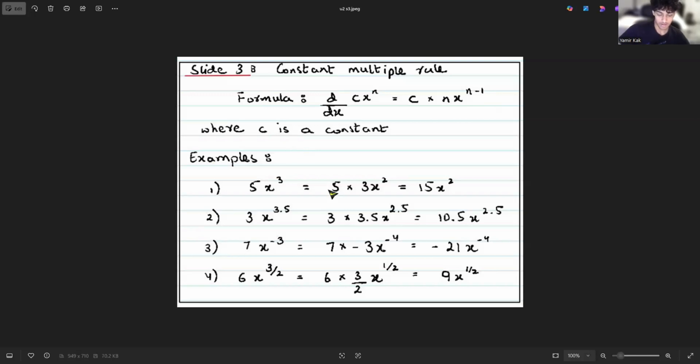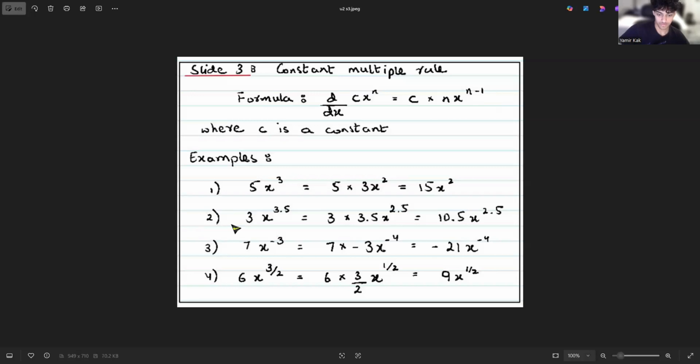So in example 1, we have 5x to the power of 3, and c is 5, our constant, and n is 3, our exponent. So now we follow the rule. 5 times 3, x to the power of 3 minus 1, which becomes x to the power of 2. This simplifies to 15x squared. We just multiplied by our constant, multiplied 5 by 3, and reduced the exponent from 3 to 2. It's that simple. It's just like the power rule, with maybe another step.